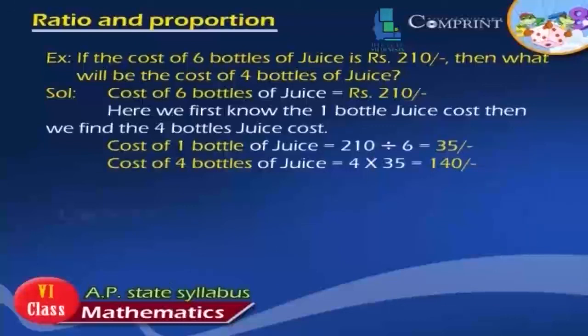Here we first find the cost of 1 bottle of juice, then we find the cost of 4 bottles. Cost of 1 bottle of juice is equal to 210 divided by 6, which is equal to 35 rupees. Cost of 4 bottles of juice is equal to 4 into 35, which is equal to 140 rupees.